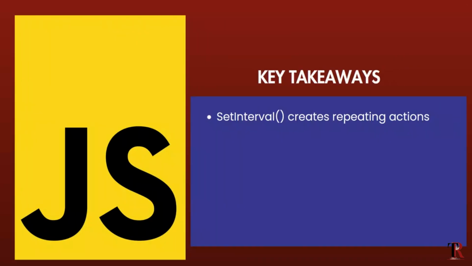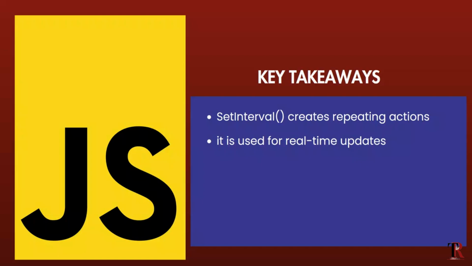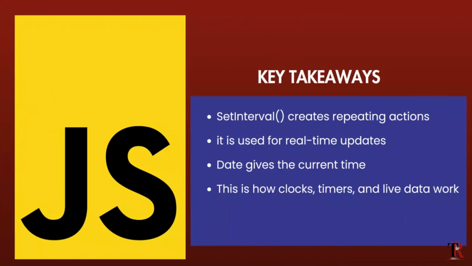Here are some of the key takeaways from this lesson. Number 1, the set interval method creates repeating actions. Number 2, it is used for real-time updates. The date object is what gives the current time for extraction. This is how clocks, timers, and live data work in real life.